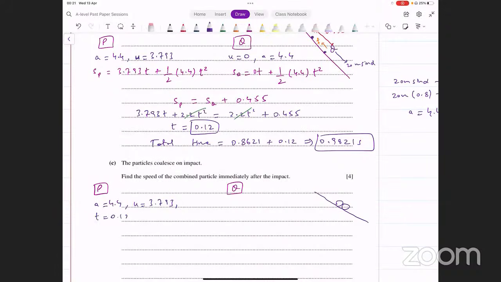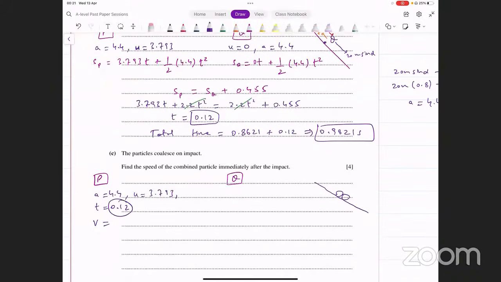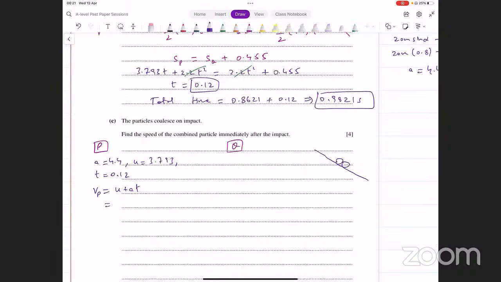What can we do with this? We can find the final velocity of P, because the collision happened after 0.12 seconds, so we can find the velocity after 0.12 seconds from here. How? Use V equals U plus at. This is going to be the velocity of P at the time of collision, and that is 3.793 plus 4.4 into 0.12. I'm getting 4.321 for this.